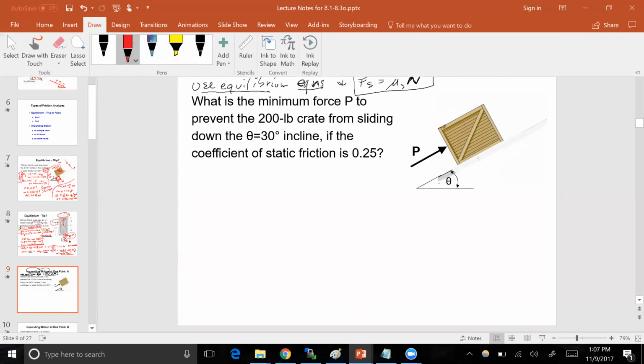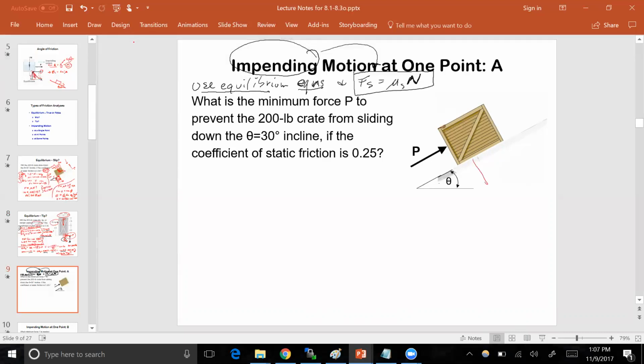And here is a red pen. So we draw the free body diagram again, and here the crate is about to slide down. We just want to keep this thing from sliding down, right? And so the normal force is this way, and the weight of the body is going straight down, right? And the question is, which direction is the friction force going?